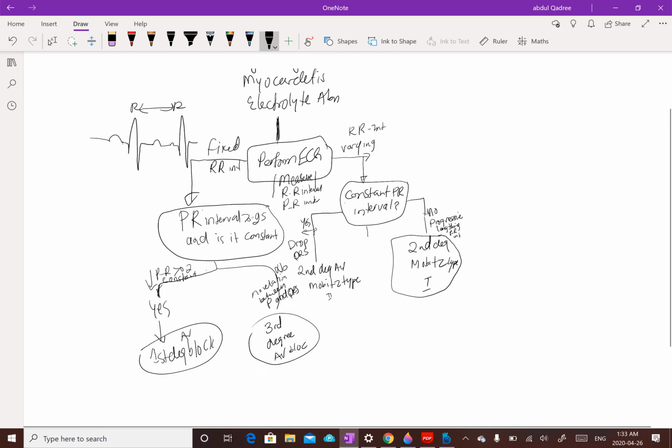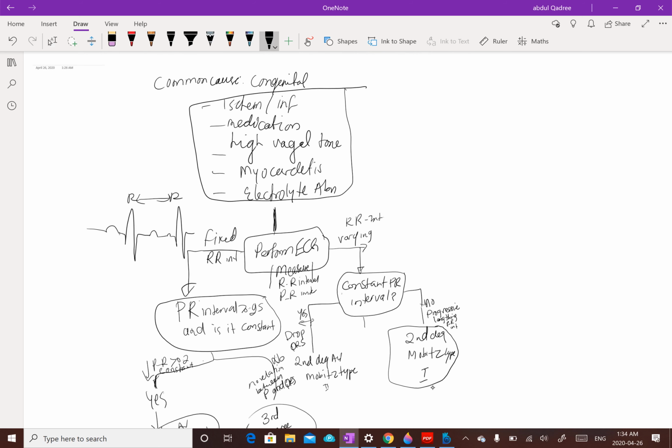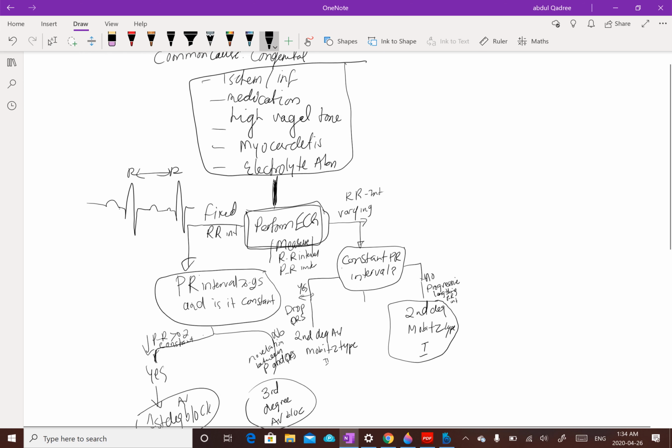review this for you one more time. We said some common causes of heart block are congenital, ischemia, infarction, medication, high vagal tone, myocarditis, electrolyte abnormality, and all that. Let's say somebody comes in and we're going to do an ECG for them. When we perform an ECG, we're going to measure the R to R interval and the PR interval. Two things we measure in order to find out what we are dealing with.